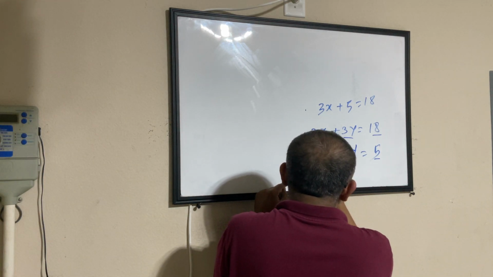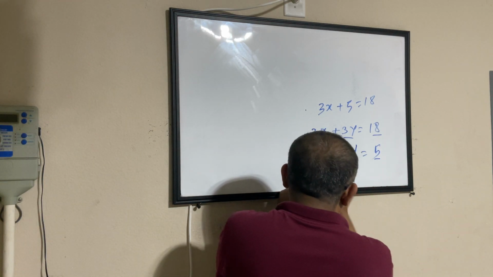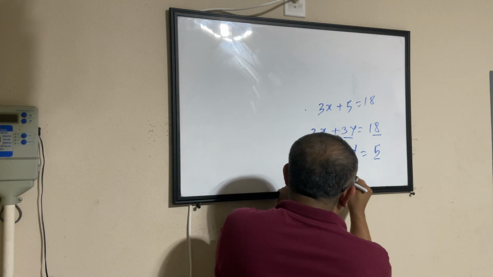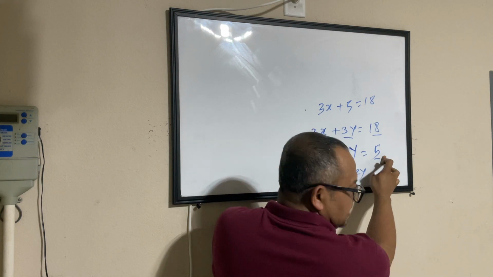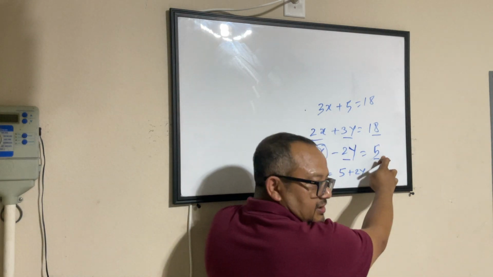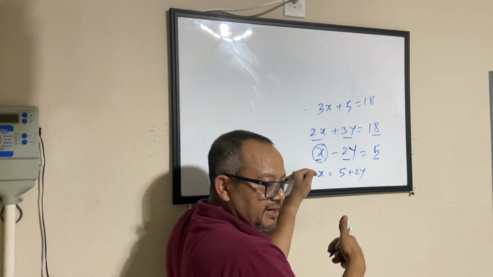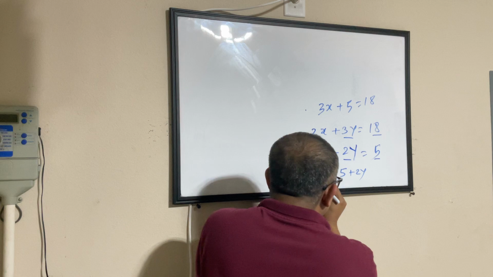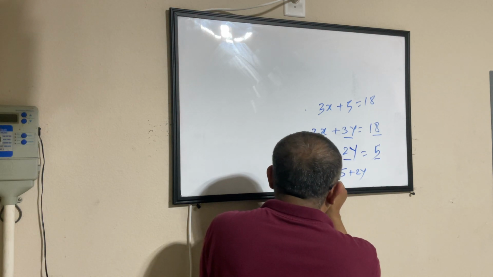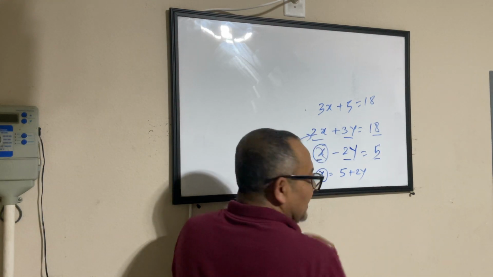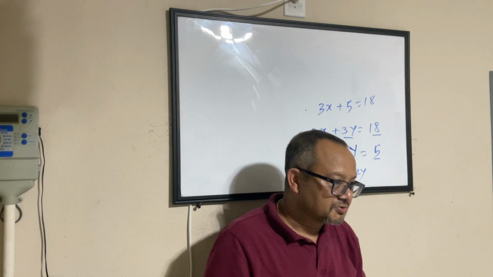Now if I find the value of x from this equation, that will be easy, right? x will be equal to 5 plus 2y. I took this equation, yeah? So from this I can find x equal to 5 plus 2y. Everybody agrees, right? Now if I take this value of x and substitute, that's what Sanvita was alluding to.